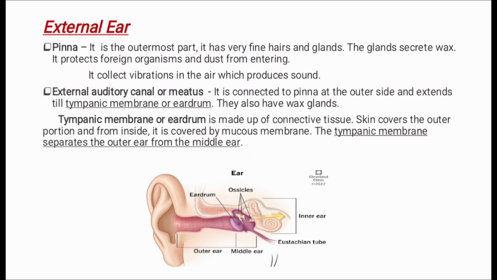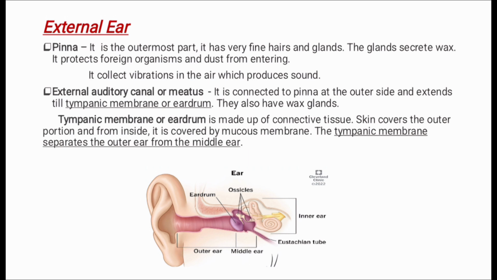The next part of the external ear is the external auditory canal, also known as meatus. This external auditory canal is connected to the pinna at the outer side and extends till the tympanic membrane or eardrum. The external auditory canal also has wax glands. And the next part of the external ear is the tympanum, also known as the eardrum. This tympanum or eardrum is made up of connective tissue. The skin covers the outer portion and from inside it is covered by mucous membrane. The tympanic membrane separates the outer ear from the middle ear.